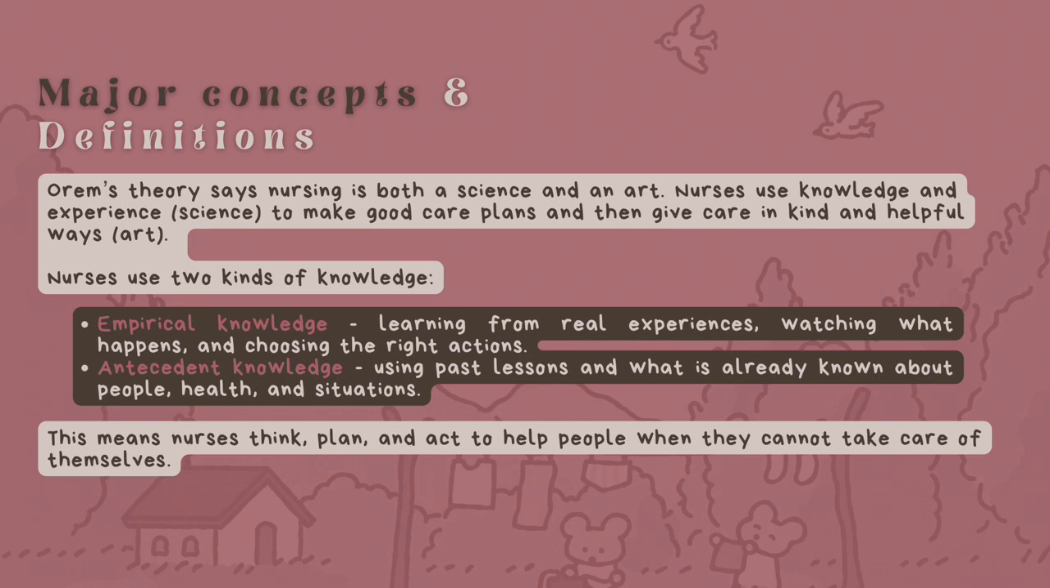Pero pag antecedent knowledge naman, meron kasi ditong in-emphasize niya, these are the past lessons. Meaning, nagawa na ng iba. And we are applying it, which is already known about the people, health, and situation. Those are the three marks na in-emphasize when it comes to antecedent knowledge. These three: people, health, and situation. This means nurses think, plan, and act to help people when they cannot take care of themselves. Pumapasok na rito yung sinasabi natin self-care.